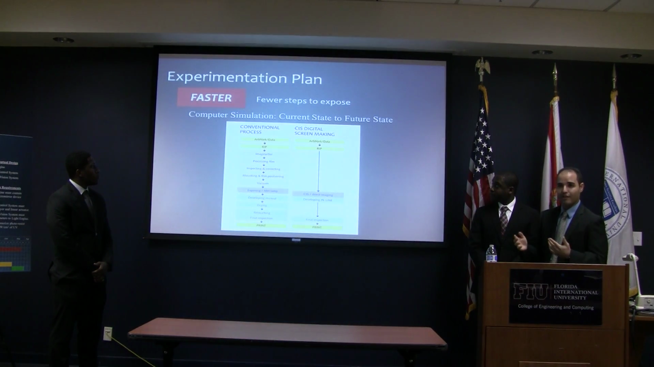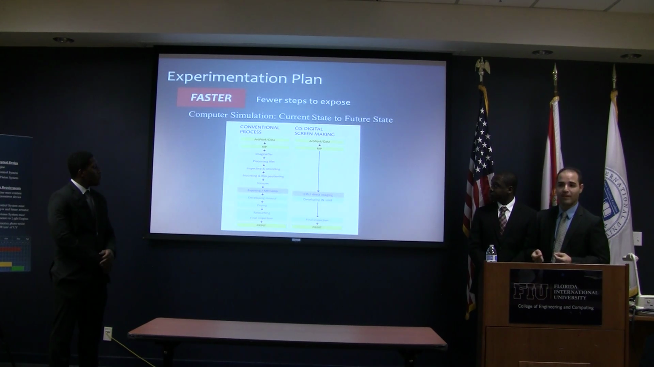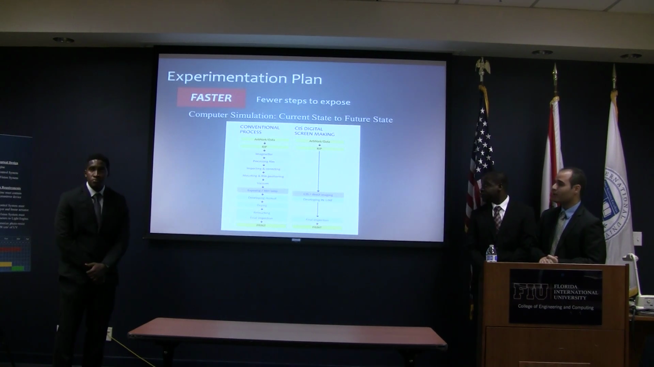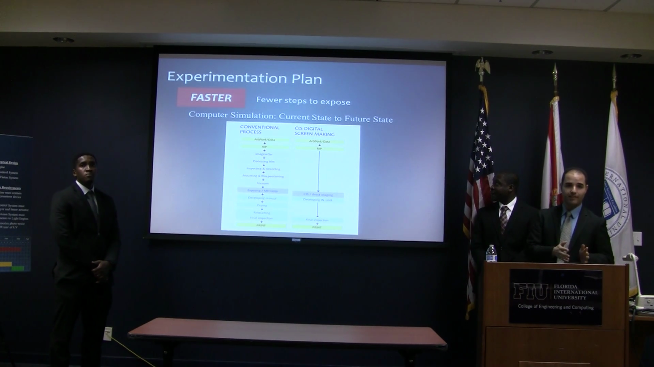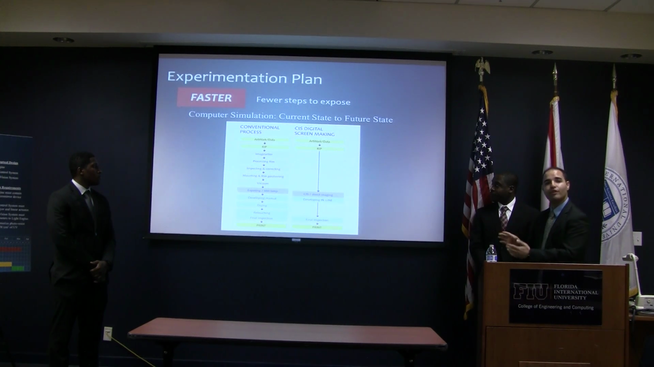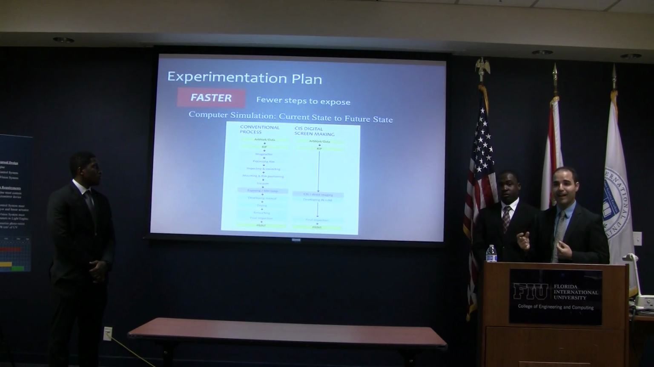So our plan to prove that it's going to make the process of creating printing screens faster: we're going to create a computer simulation which compares the current state process against the future state process. What you see here is a flow chart. The conventional process requires 13 steps. We're going to reduce that down to 6 steps. So our computer simulation is going to output the savings in time.